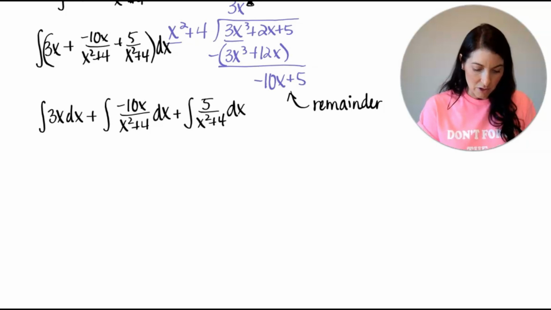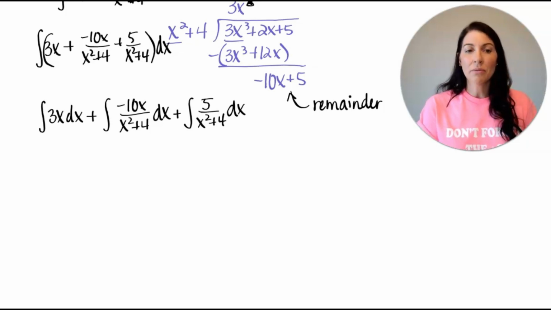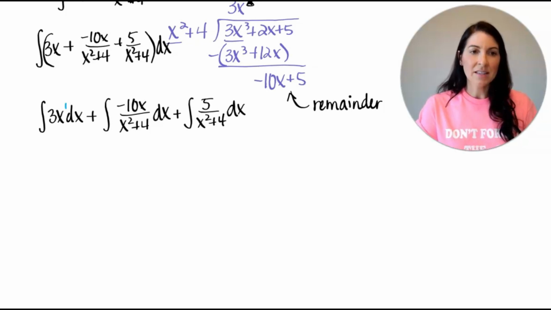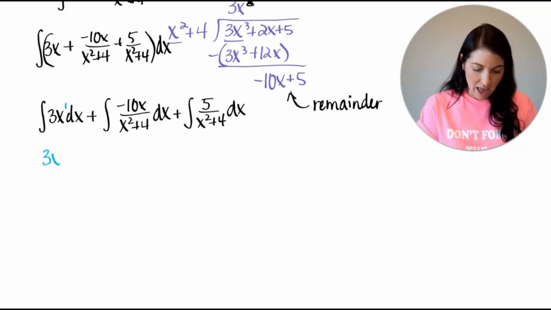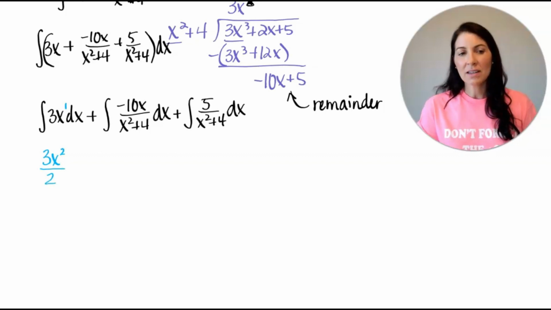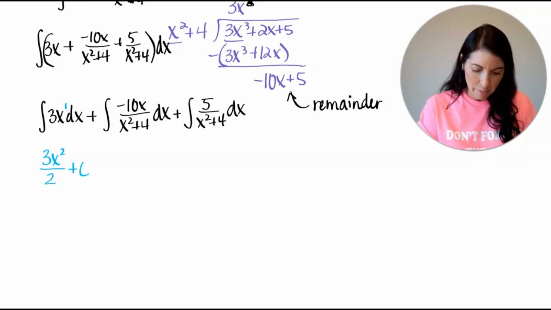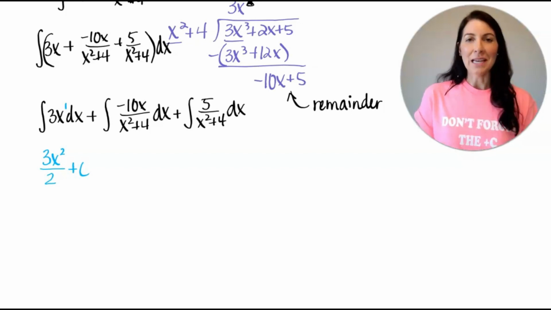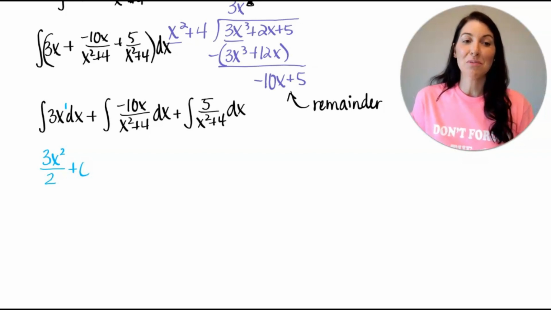So let's start with the first one, the integral of 3x dx. Well, I can use the power rule for integrals, and if I write that as an exponent of 1, I'm going to add 1 to the exponent and divide. So 3x squared over 2, and then that one's going to be plus c. All right, let's look at the middle one. In the middle one, I have the integral of negative 10x over x squared plus 4.